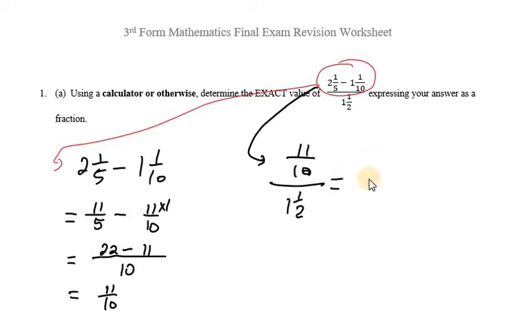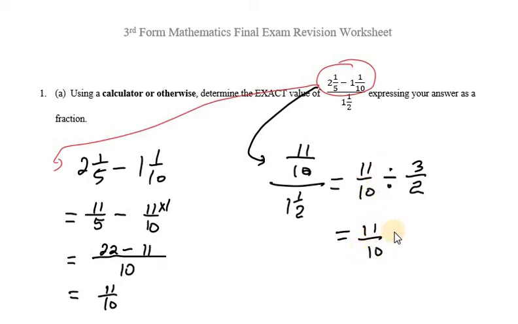So let's write this in the horizontal way, which is 11 over 10 divided by, now what I'm going to do, I'm going to convert this mixed number, which is 1.5, to an improper fraction. We're going to get 2 ones, 2 plus 1. That's going to give us 3 over 2. 3 over 2 is the same thing as 1.5. Okay, so let's continue.